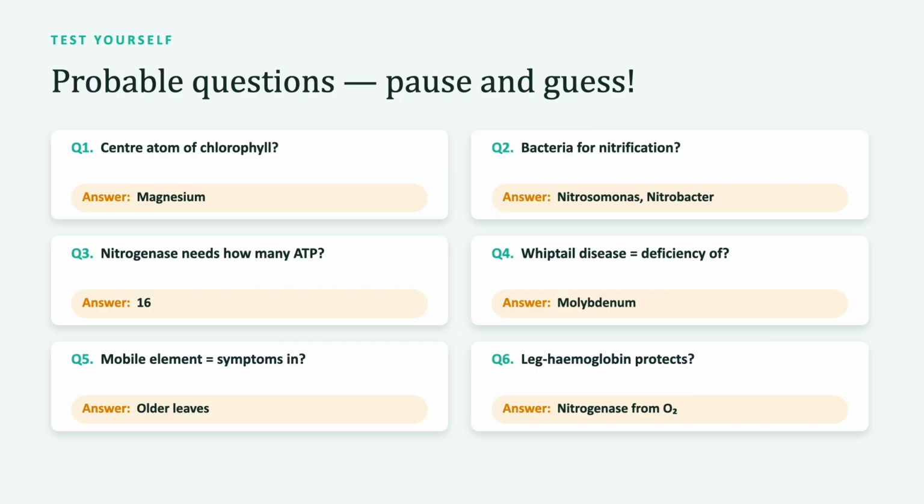Rapid fire. Pause. Answer in your head, then play again. Center atom of chlorophyll, magnesium. Bacteria for nitrification, Nitrosomonas and Nitrobacter. Nitrogenase needs how many ATP? 16. Whiptail disease is caused by deficiency of molybdenum. Mobile element deficiency shows symptoms in which leaves? Older leaves. And leg hemoglobin protects what? Nitrogenase from oxygen. Four or more right, you are exam ready.